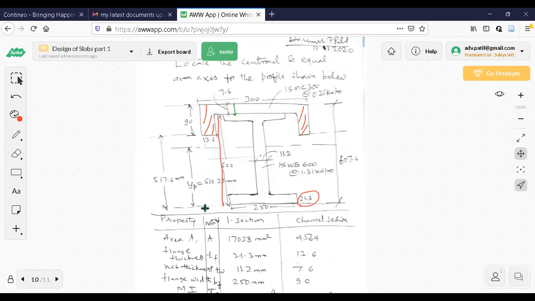Let us say the equal area axis is located at a distance of YP from the bottom line of the bottom flange. From the bottom line of this flange, let me call it YP. Right now, I don't know it. Then in this zone, whatever is coming, I have to calculate that area. Observe here. You can see this shaded portion now.